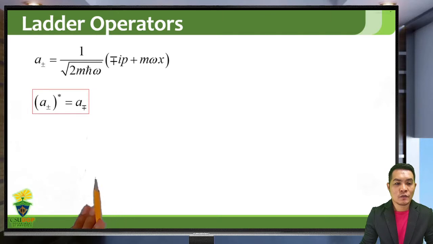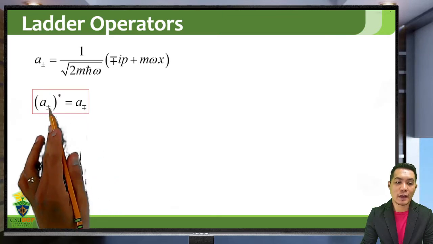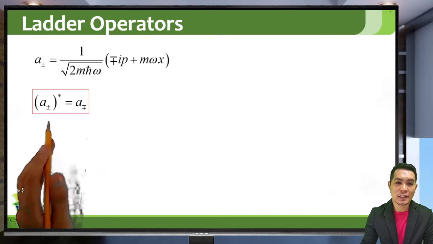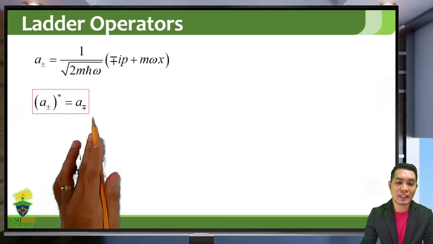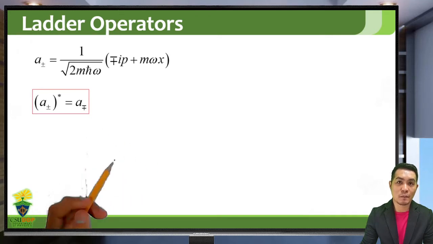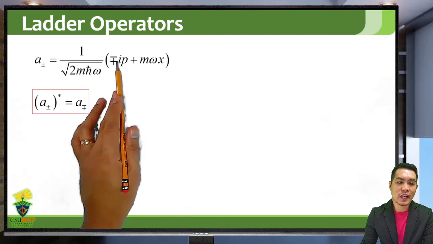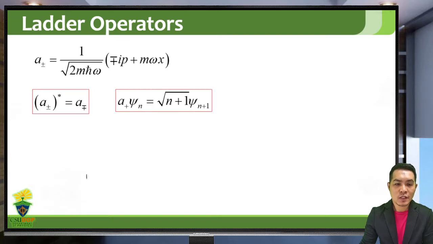If you take the conjugate of the raising operator, you will get the lowering operator. So the complex conjugate of a plus is a minus. And similarly, if you get the complex conjugate of a minus, you will get a plus. So they are the complex conjugates of each other. I think that's obvious here, because if you replace i by negative i, you get the other operator. So this is the action of the raising operator.